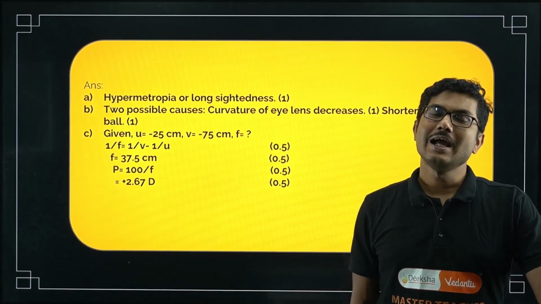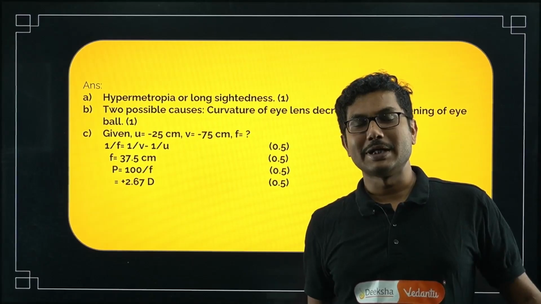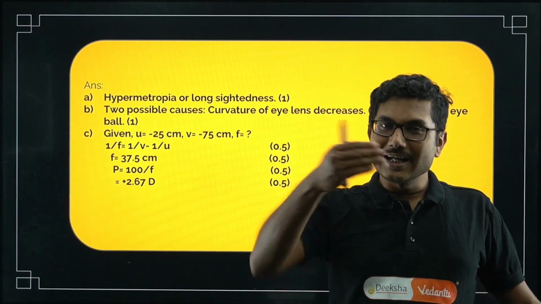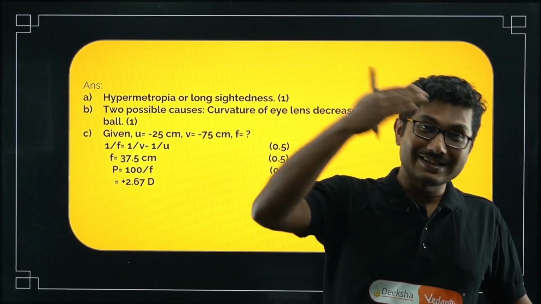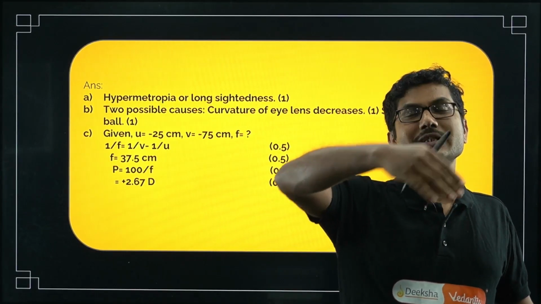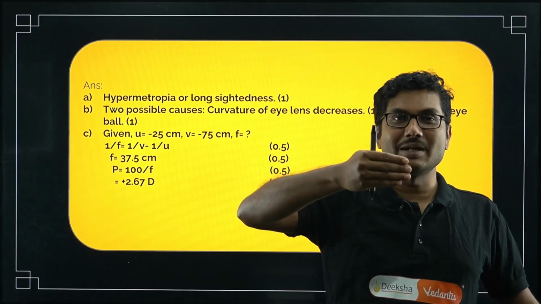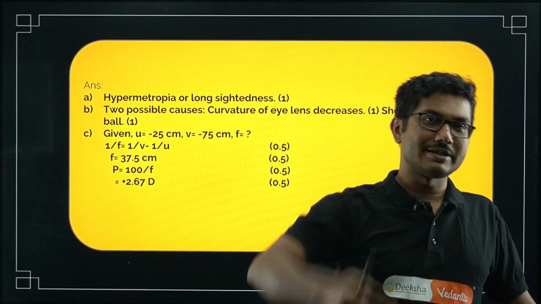If you are seeing closer objects clearly but you cannot see distant objects clearly, then that is called near-sightedness. Sightedness means you can see nearby objects, you cannot see far objects. So that is why it is called near-sightedness. That means you can see nearby objects clearly, you cannot see distant objects.